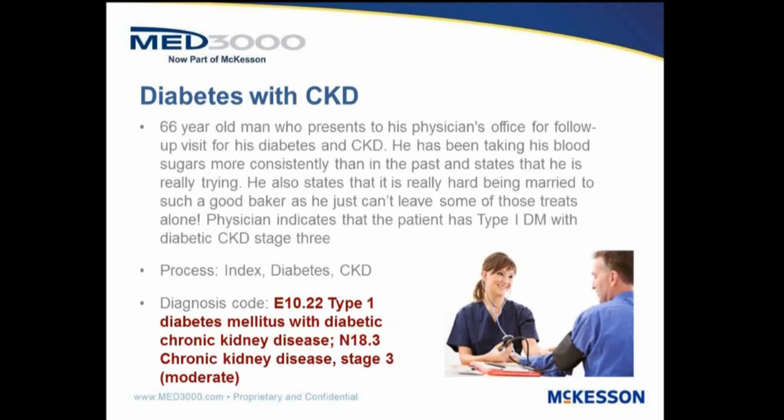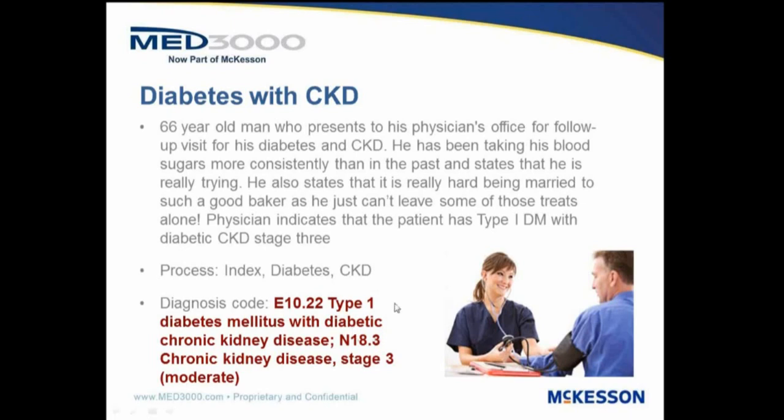Then if we have diabetes with CKD, where we have the chronic kidney disease, this has been determined, the documentation states that. We may call those manifestation codes today, but if we look in the index, we look at diabetes, and then we look at chronic kidney disease. Our E10.22 is our type 1 diabetes. That does give us the description of with the chronic kidney disease, but you also will have to know what stage of your chronic kidney disease, because it can be from stage 1 to stage 5.